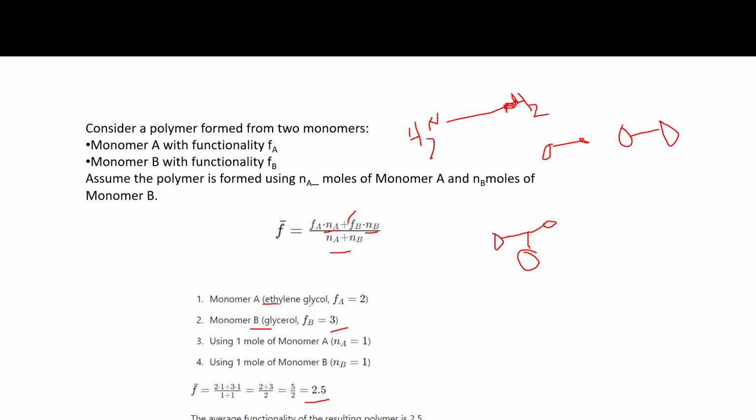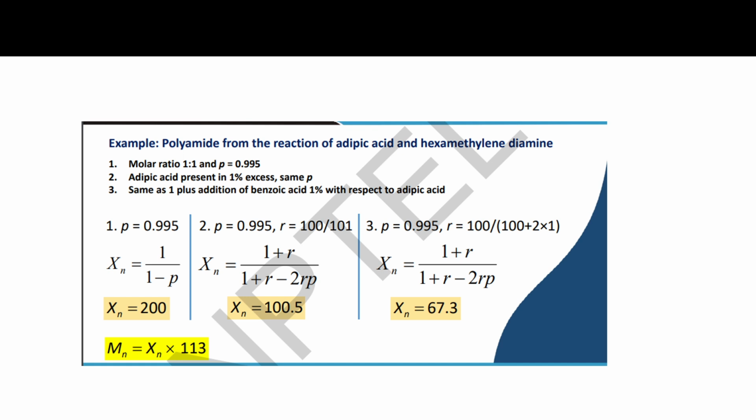From this average functionality we can also calculate Pc, that is, how the reaction will go on up to its gelation point. So that equation will be coming later.